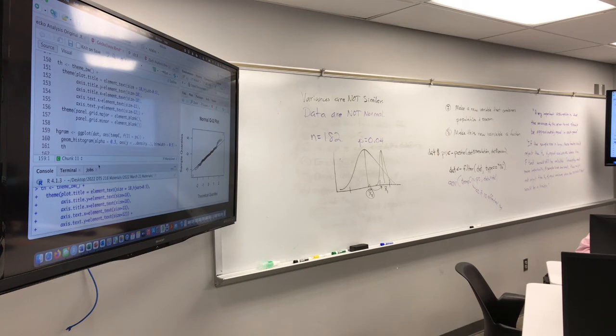Element text. Okay. It's saying that data is not found. So I go up here. Oh, it's because I don't have it as... What's your data frame name? X. That's X, not that. No, not that. X. There you go. Now run it. See if that works.